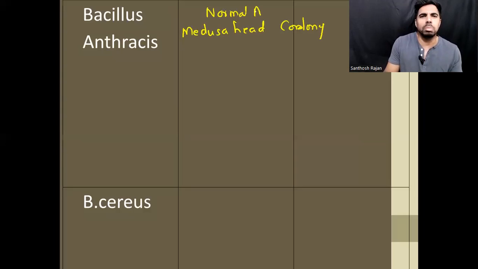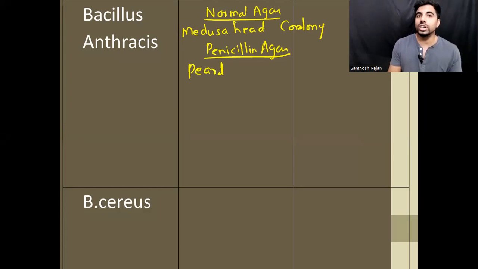In normal agar, like blood agar or nutrient agar, you get a medusa head colony. Okay, what about in penicillin agar? In penicillin agar only, you get a pearl-like picture. I told you she loves pearl. Just one more pearl is going to come in a while. But be careful, this is a pearl-like reaction.